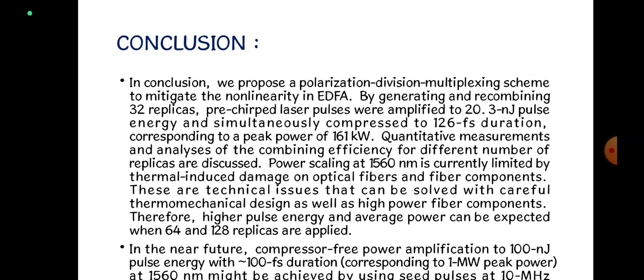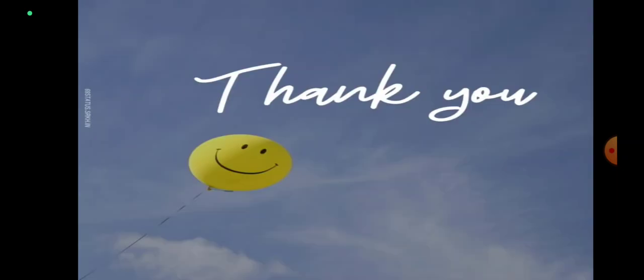Power scaling is currently limited by thermally induced damage on optical fibers and fiber components. These are technical issues that can be resolved with careful thermomechanical design as well as high power components. Therefore, higher pulse energy and average power can be expected. 64 and 128 replicas are applied. Thank you.